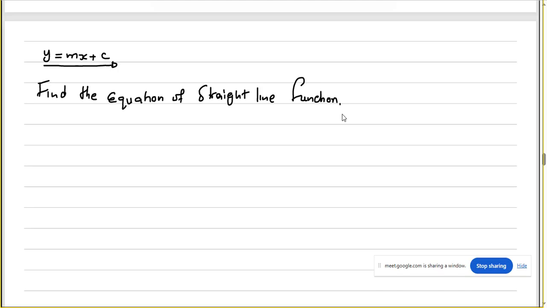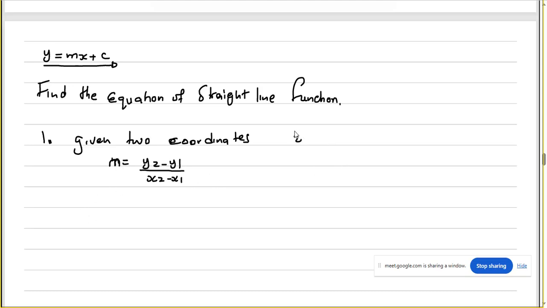So in most cases, when you have an equation like this, an equation like this is a straight line equation. So how do we find the equation of a straight line function? We have 3 ways that you can find the equation. The first one is when you are given 2 coordinates. When you are given 2 coordinates, this is how you'll find the gradient. You find the change in y over the change in x. That's the first one.